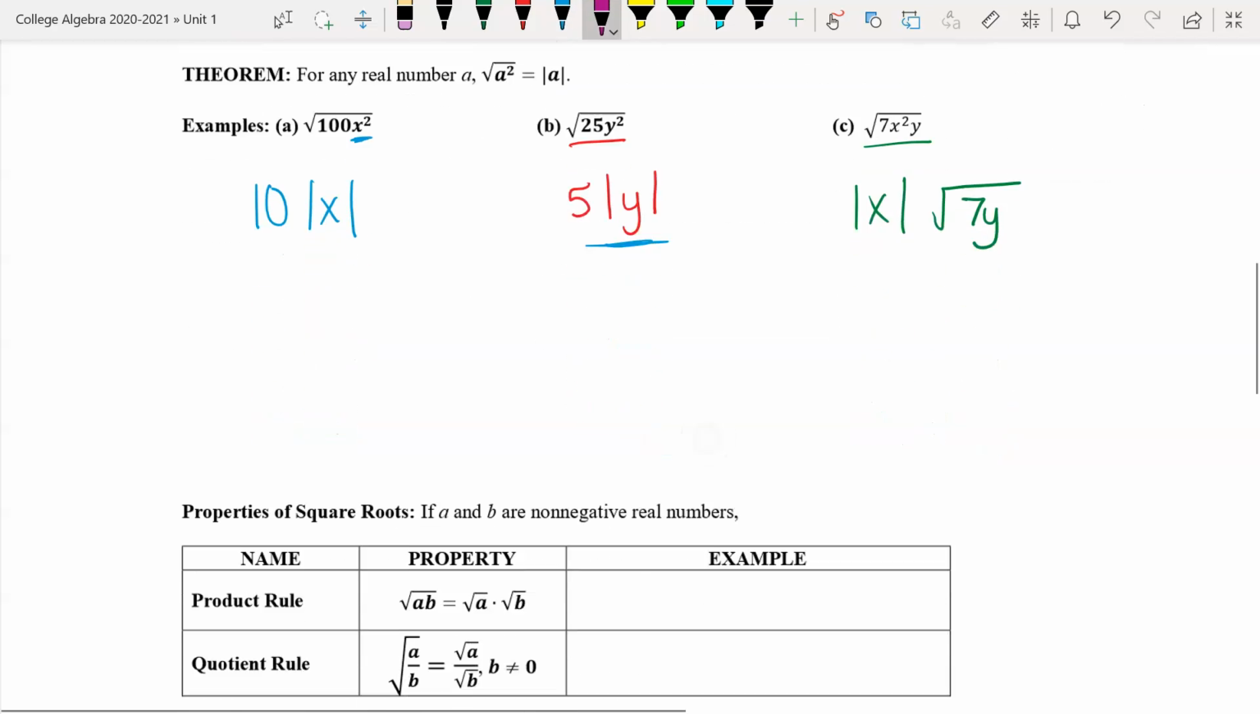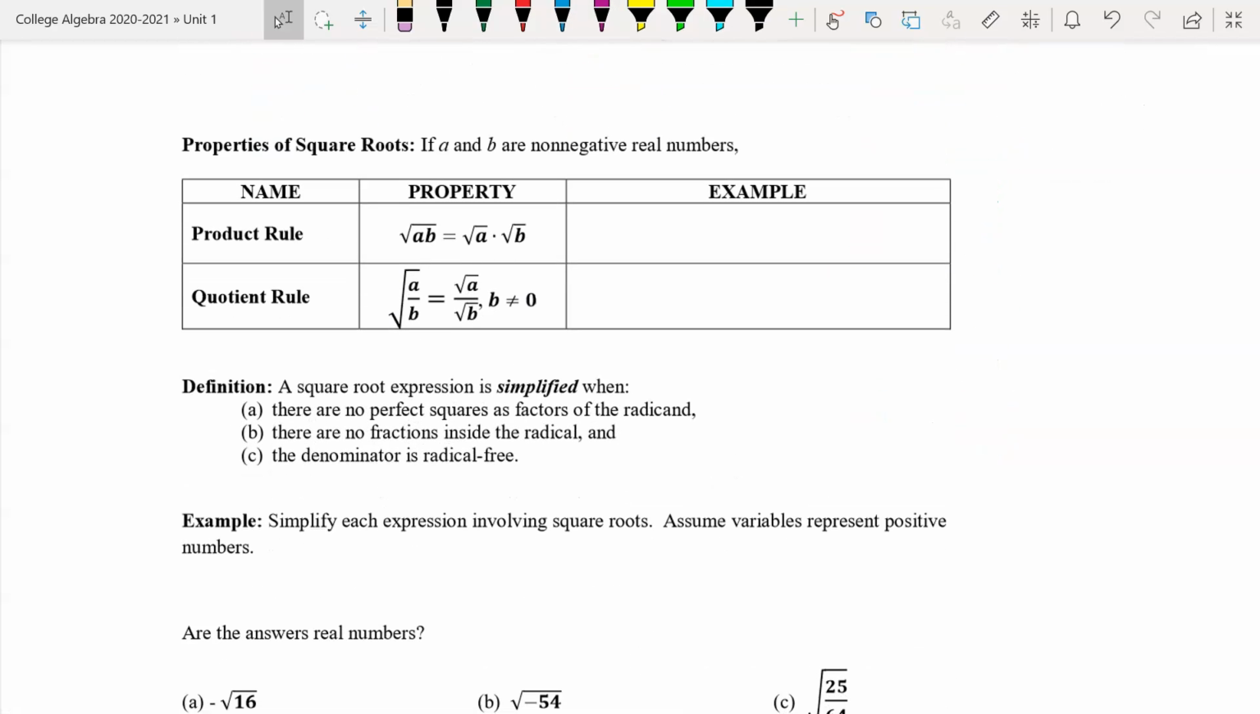Okay. Product rule. Square root of ab equals square root of a times square root of b. So an example, if I had the square root of 3x, that's the square root of 3 times the square root of x. Vice versa, the quotient rule, you have the square root of 3 over x, that equals the square root of 3 divided by the square root of x. And the big thing is b cannot be 0, right? Can't have 0 on the bottom of a fraction.